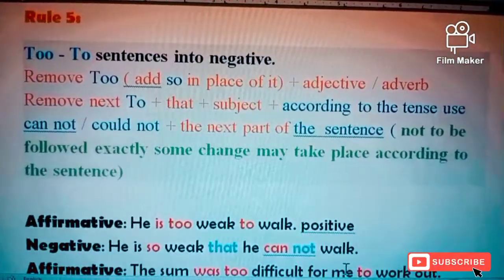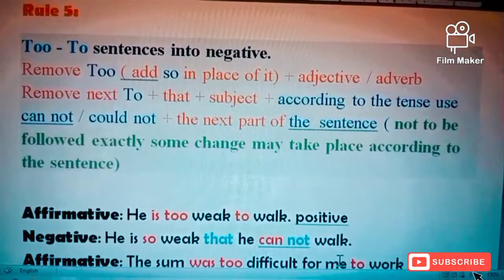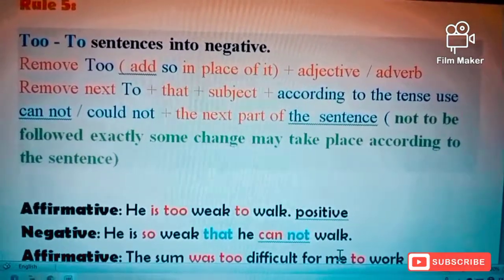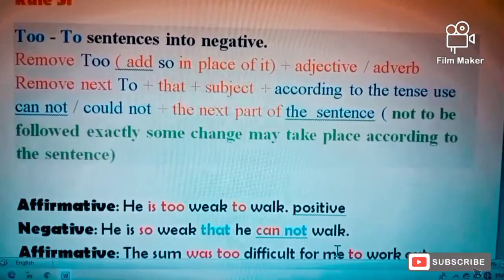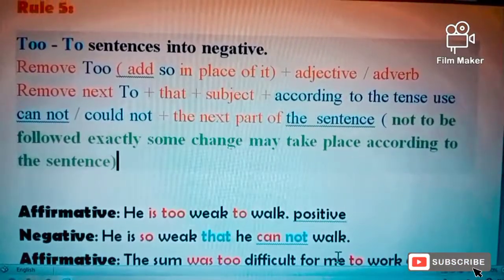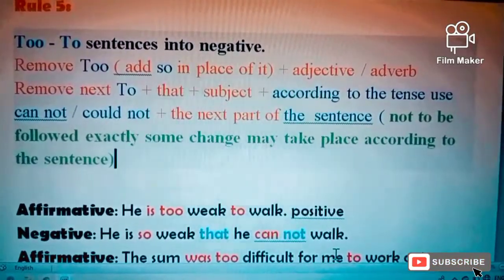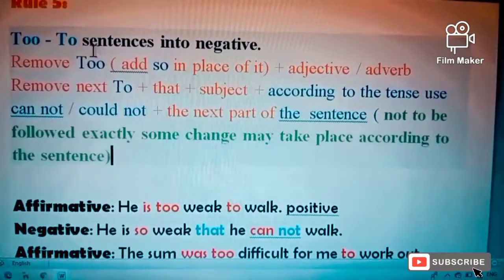And now, rule 5: sentences containing "too." This same sentence we can rewrite in negative. For that, we can use the structure "so... that." While applying that, these are some of the common changes you should make. Let's study what changes we should make.